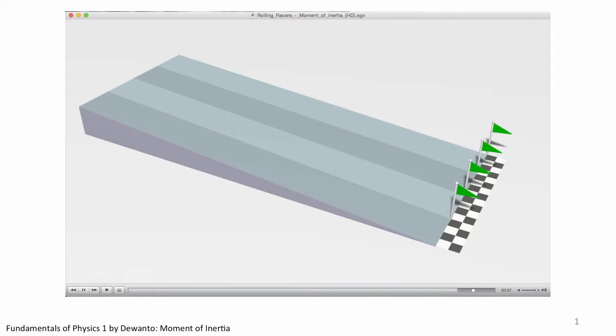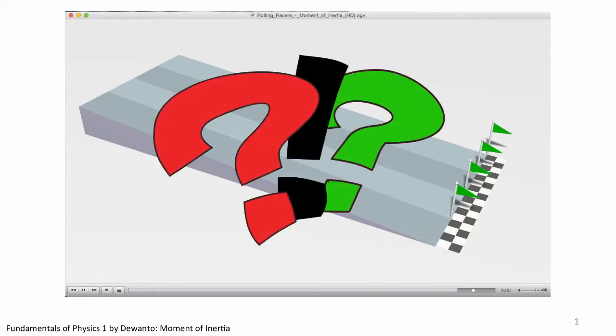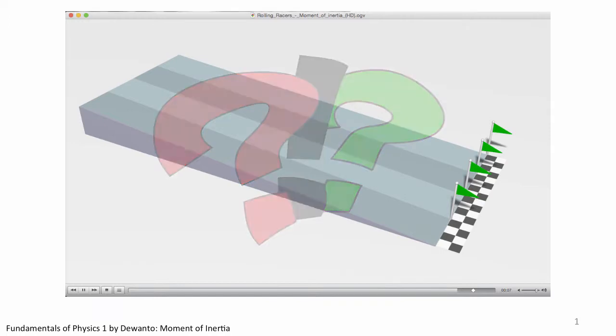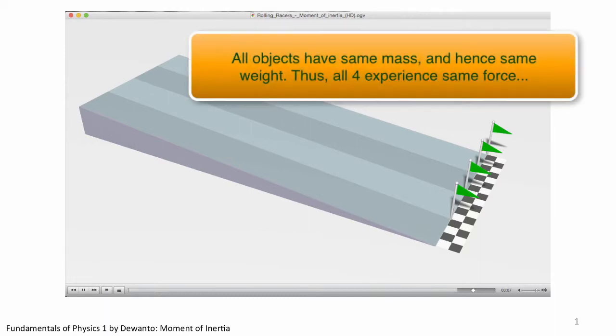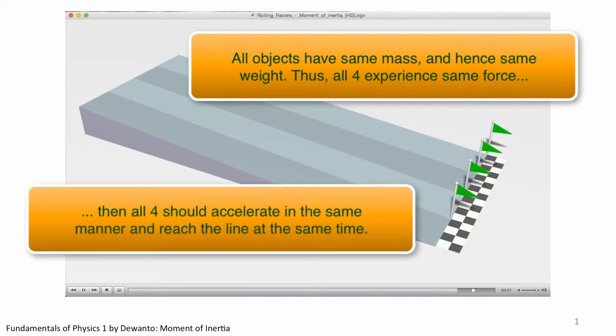Now I'm not sure about you, but this result is rather unexpected to me. If I simply use Newton's second law, F equals ma, since F is the same for all four objects, in this context F comes from gravity, and m is also the same for all four objects, then acceleration a would also have to be the same for all four. That means, shouldn't all four reach the bottom of the ramp at the same time? They were accelerated in the same manner after all.